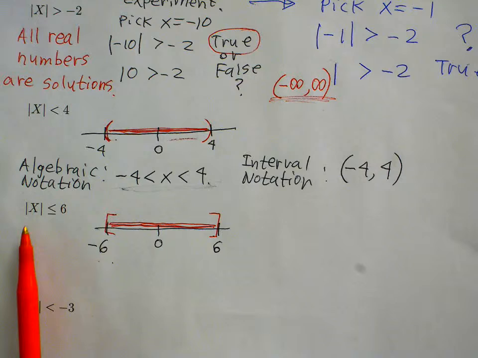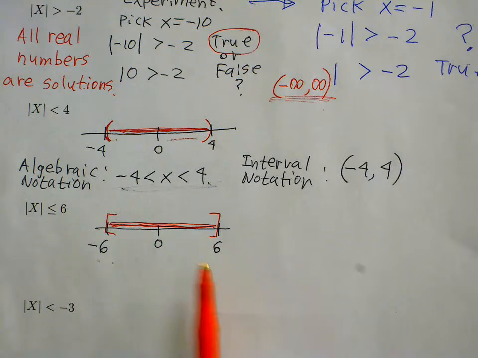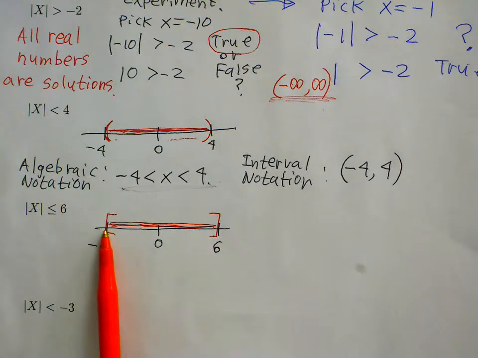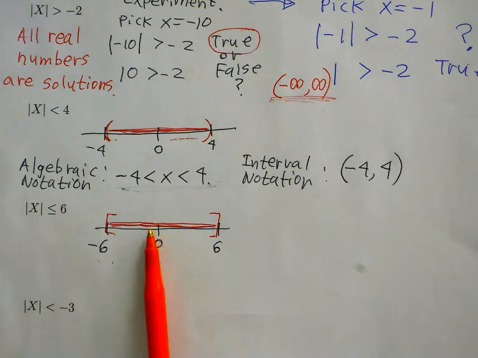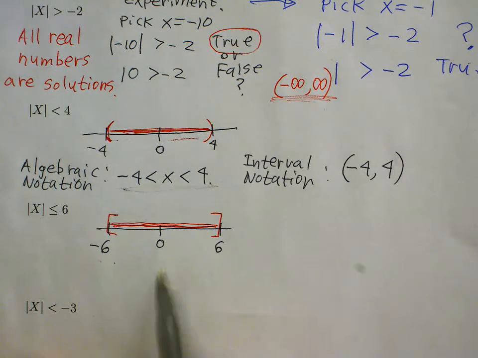If the distance a number is from 0 is less than or equal to 6, it means that the number is on a rope. It can't get very far away. It can't break out to the right of 6, and it cannot break out to the left of -6. It has to stay within 6 units of 0. See how that works?